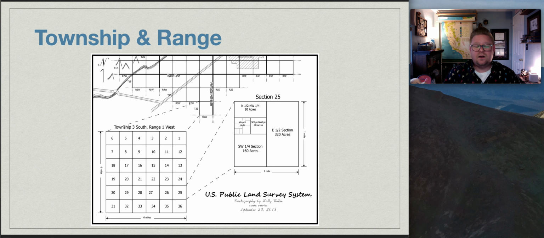But again, very quick, I know we covered a lot. We covered latitude, longitude. We covered projections, and we covered township and range. So a lot of different elements.